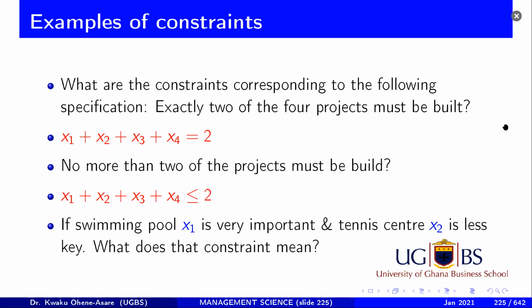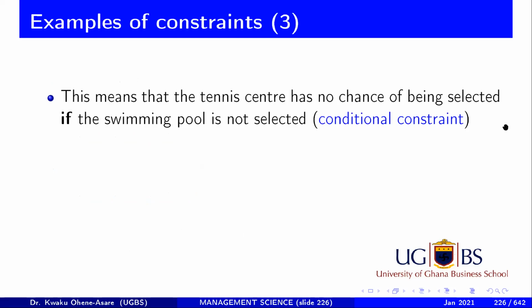See, when I say more important, so I say very important. I didn't say more important. I said very important. This is said to be a conditional constraint. This means that the tennis center has no chance of being selected if you are selecting the swimming pool. So it has to be x1 greater or equal to 2. Now the temptation will be, of course, x1 greater or equal to 2 is the same as x2 less or equal to 1.